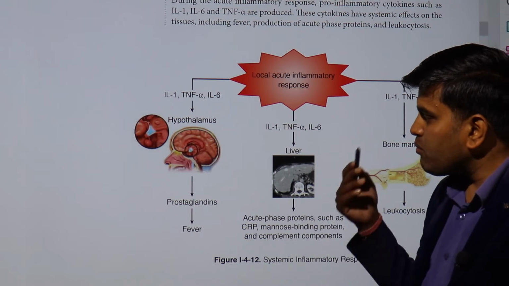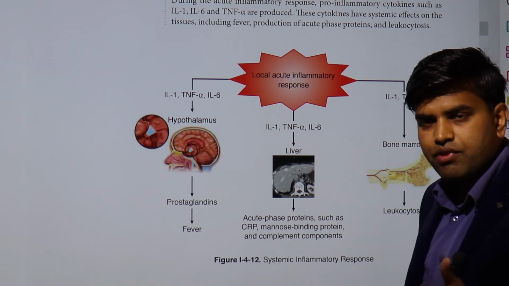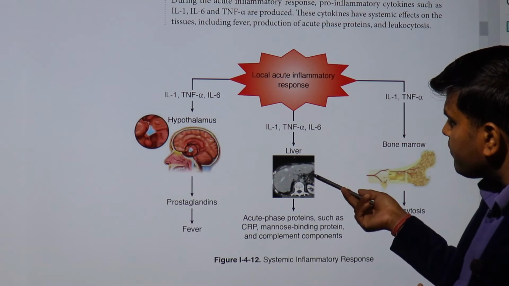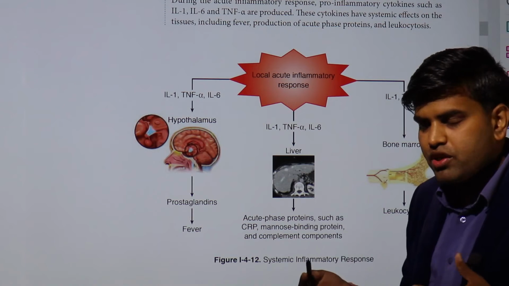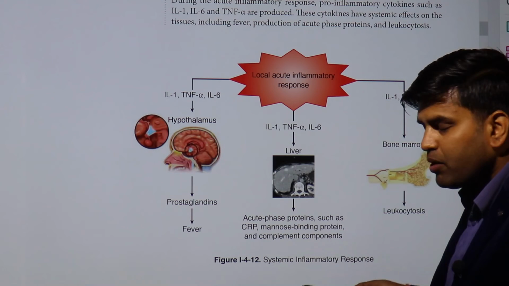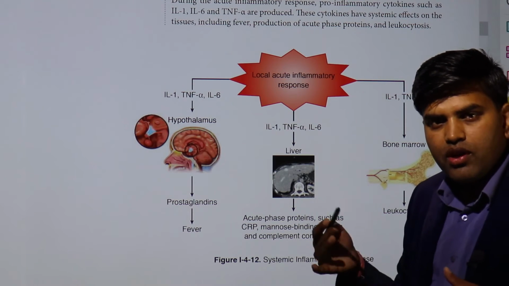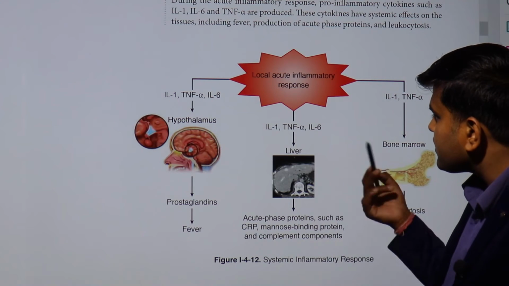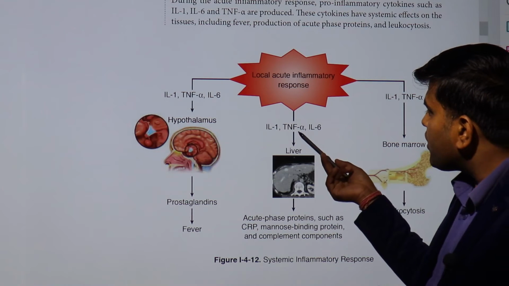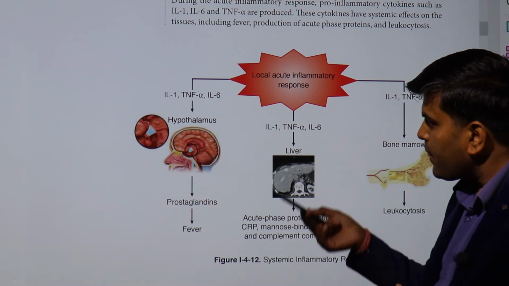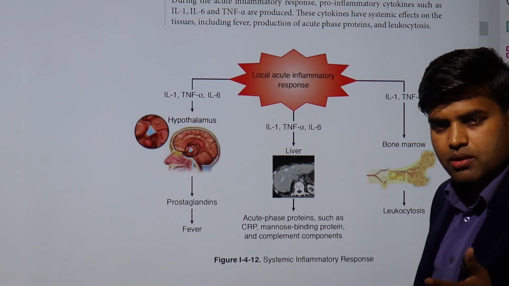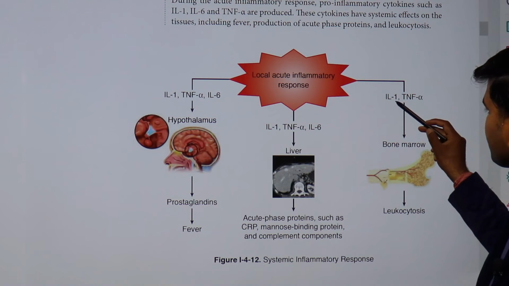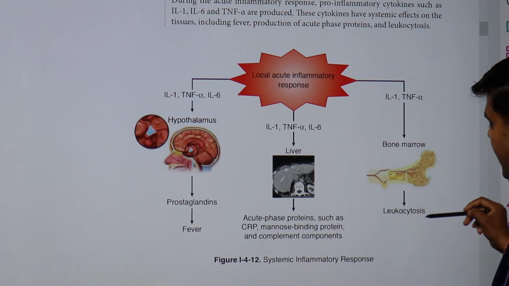They will act on the hypothalamus, produce prostaglandin, and develop fever, by interleukin 6, TNF alpha, and interleukin 1. They will act on your liver and help to produce acute phase proteins like CRP, mannose binding protein, and complement components, which are responsible for fighting your infection. Thus CRP, mannose binding protein, and complement proteins are released from the liver due to interleukin 1, TNF alpha, and interleukin 6. They produce the same effect on the hypothalamus, where prostaglandin is released, leading to fever.